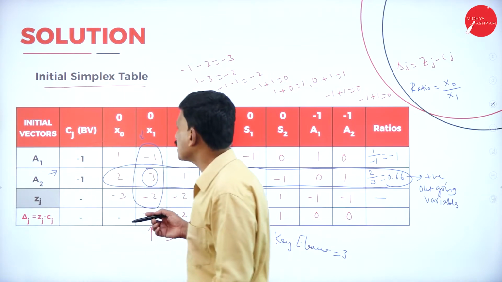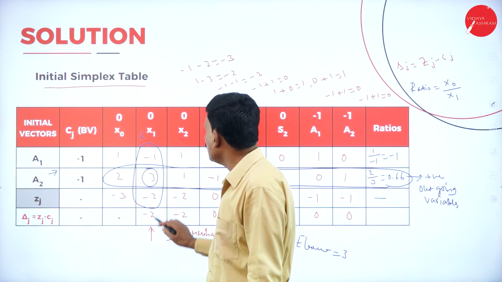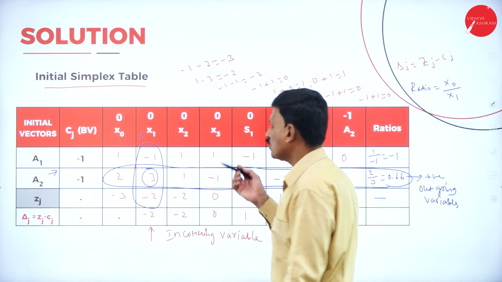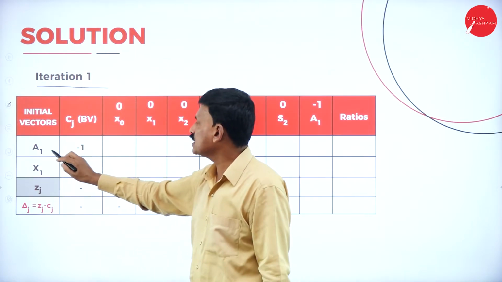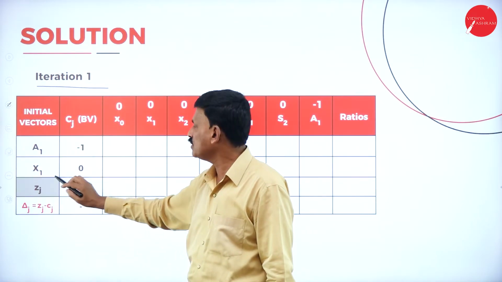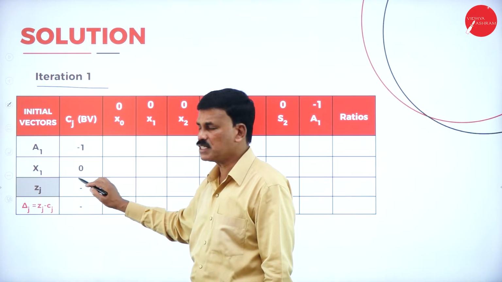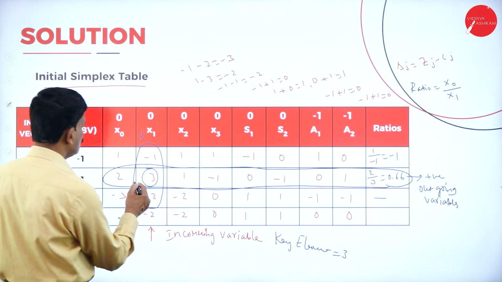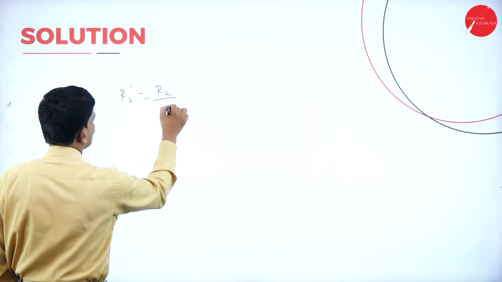Now let us come to the next table. In the initial simplex table, A1 will remain the same. A2 is replaced by x1 and the coefficient of x1 is 0. Now let's come to iteration number 1. A1 is as it is, minus 1, and A2 is replaced by x1 and the coefficient of x1 is 0. Come to this R2. R2 dash is equal to R2 divided by 3.